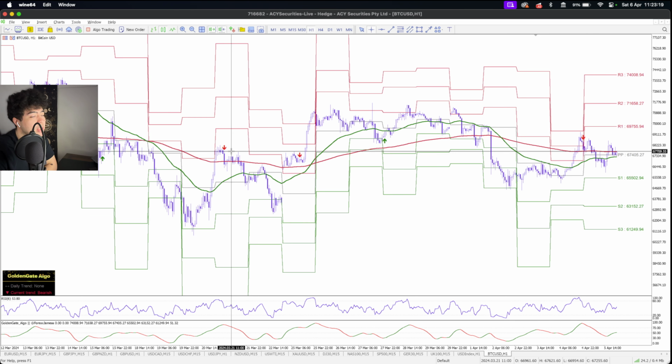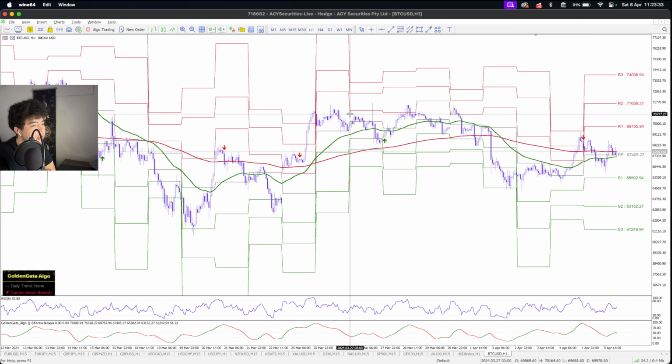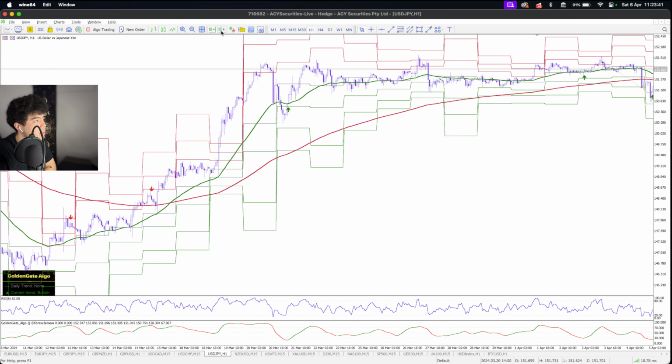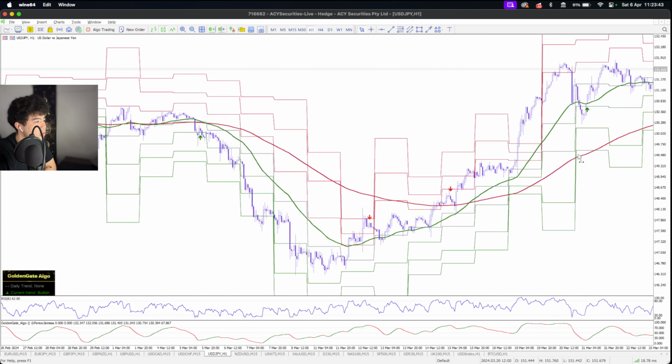They are semi-dynamic. They're not dynamic as in they move throughout the day. They will always stay in one place throughout one day. And then as the new day comes, as the new market open comes, they will move and take into account the previous day. So they're very, very good, especially in trending markets. What I will do is show you the dollar-yen pair, because this has had some nice trends, and this has a very nice place where I can show you.